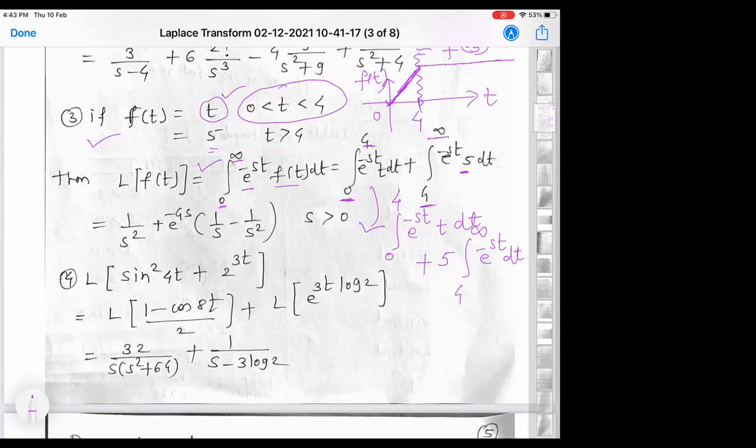Okay, and that is to be solved by actual integration now. So first we have to go for integration by parts. This particular term we can integrate by parts, and the second term is directly the integration of e raised to minus st. So I'll go to this pad and I'll show you. This is 0 to 4, the function t is given.